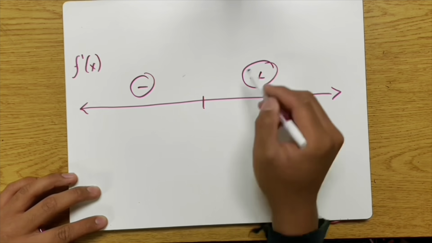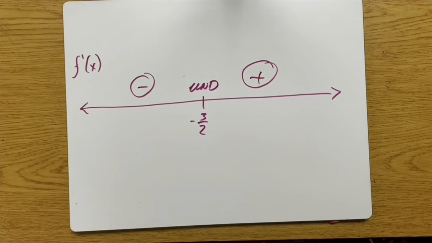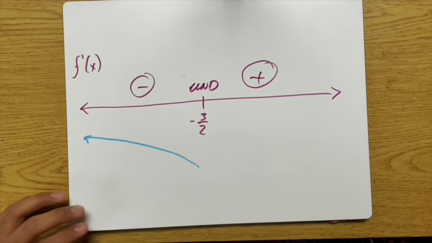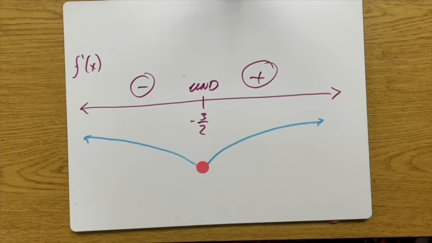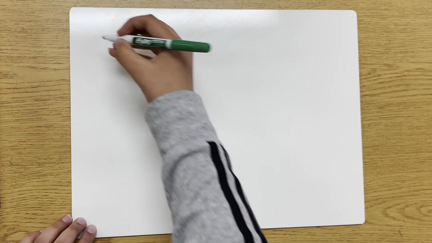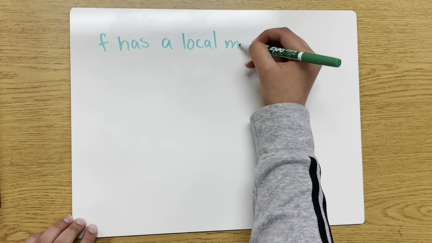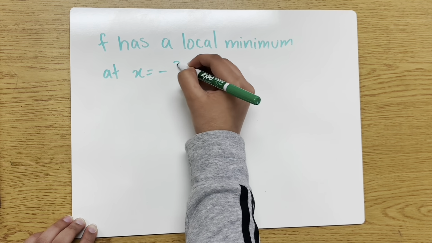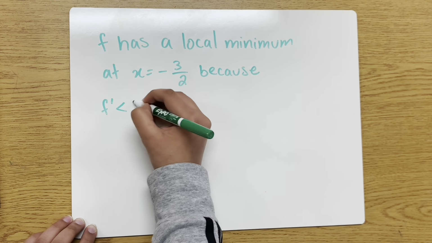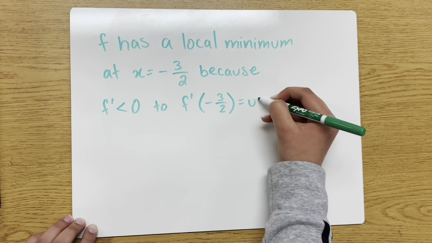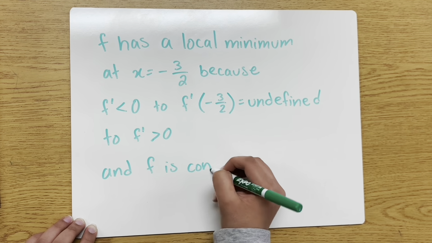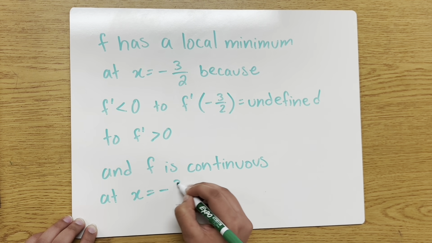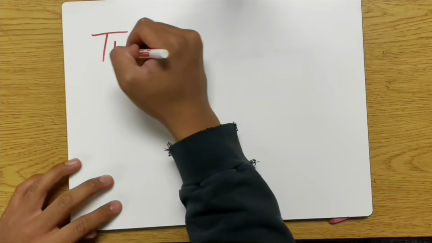Let's rewrite the number line for f prime, and then use that to aid us in drawing the graph for f of x. Here we can determine that we have a local minimum at x equals negative 3 halves. This is because f prime less than 0 to f prime of negative 3 halves equals undefined to f prime greater than 0. And f is continuous at x equals negative 3 halves. We can conclude that there is no local maximum.